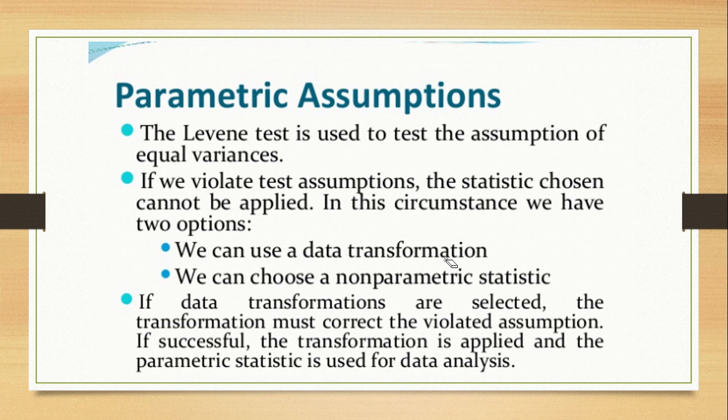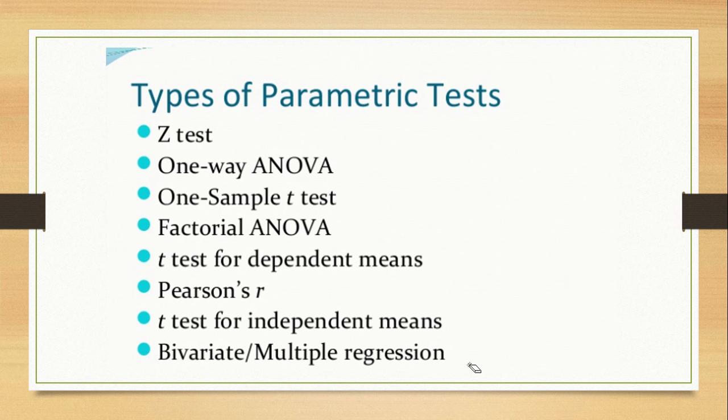So we can use a data transformation, or we can choose a non-parametric statistic. If data transformation is selected, then the transformation must correct the violated assumption. If successful, the transformation is applied and the parametric statistic is used for data analysis.